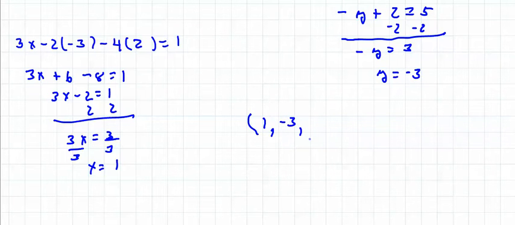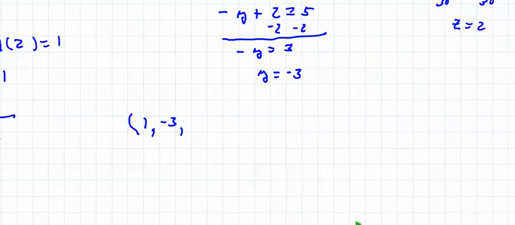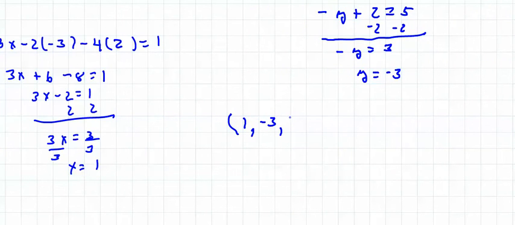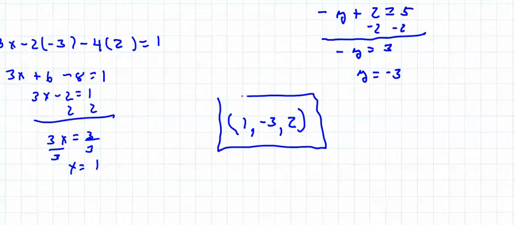Now instead of writing our answers as ordered pairs, we write them as ordered triples. X is 1, y is negative 3, and z is 2. And the order is alphabetical, x, y, z. And just for your benefit, I'll write that down here, x, y, and z. All right.